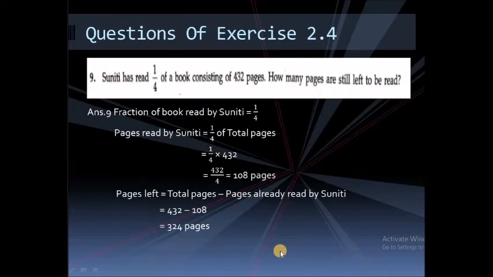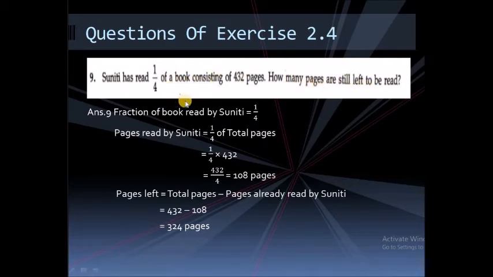My next question is question number 9. In question number 9, Suniti has read 1/4 of a book consisting of 432 pages. That means this is the total number of pages and this much part she has already read. How many pages are still left to be read?